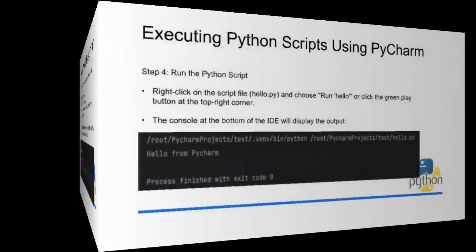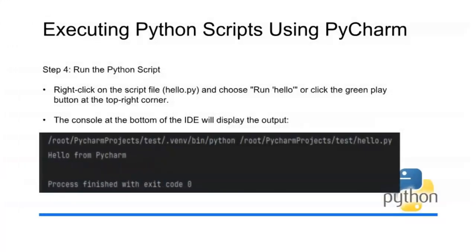Launch the script by right-clicking in the code editor and selecting Run Script, or by clicking the green play button in the top right corner. The output will appear in the Run window at the bottom of the interface, allowing you to view results easily and troubleshoot as needed.